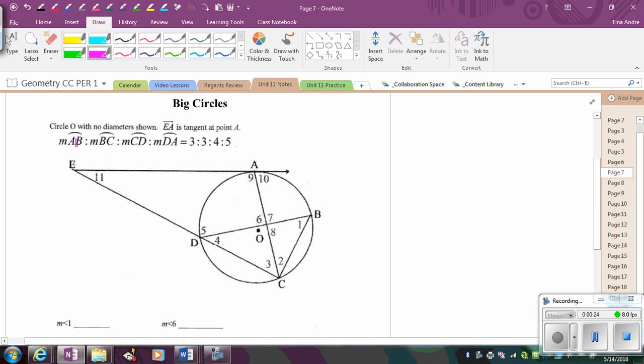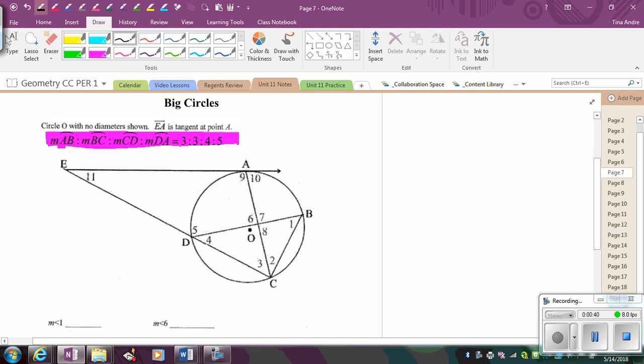The ratio is actually going to be very helpful, because the first step I always tell people to do in these big circle problems is find all your missing arcs. Because if you're going to be finding the angle measures, you're going to need to know the measures of the arcs. Whenever we have a ratio like this, we can rewrite these as 3x, 3x, 4x, and 5x, meaning there's a common factor between all of these arcs.